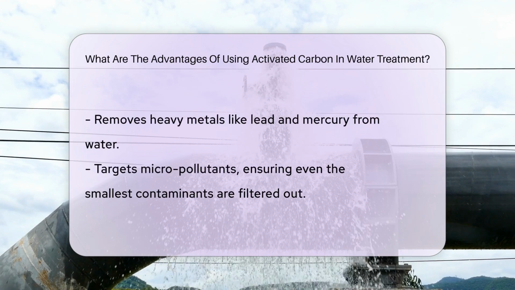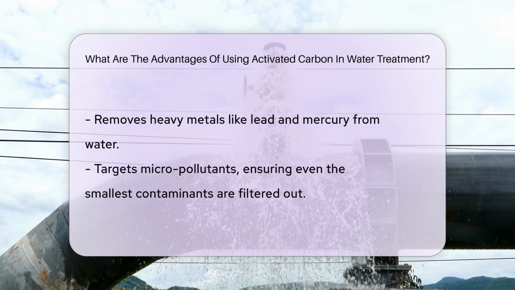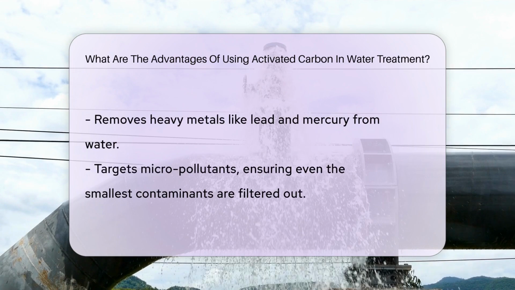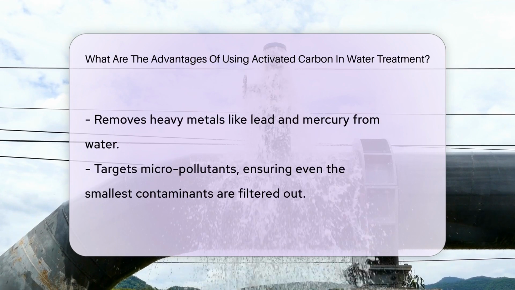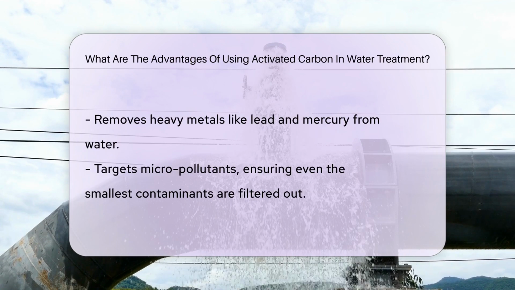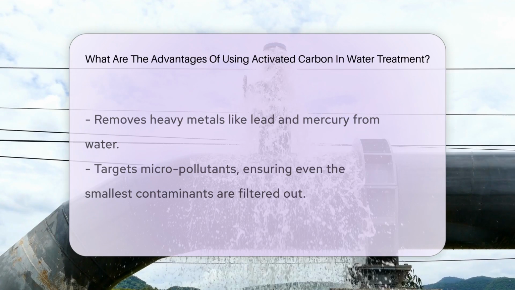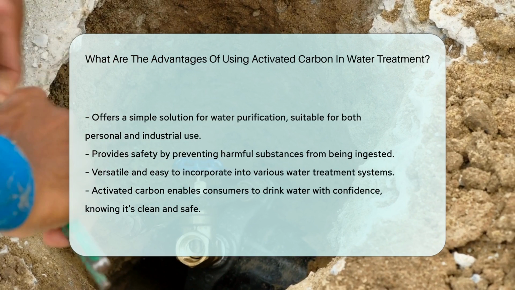And it doesn't stop there. This carbon is a multitasker. It also tackles heavy metals like lead and mercury, keeping them out of your water and your body. What's more, it's effective against micro-pollutants, even those that are hard to see. Activated carbon helps ensure they don't slip through.